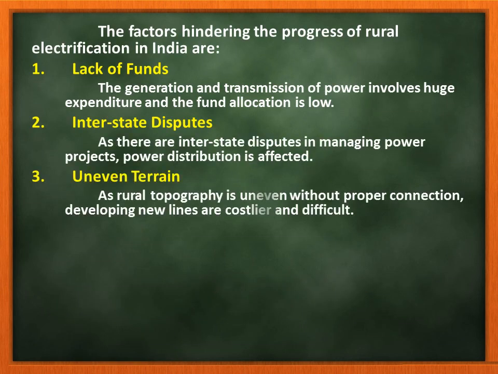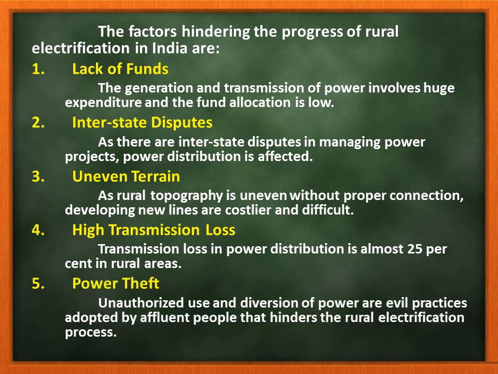The factors hindering the progress of rural electrification in India are the reasons why most of the villages are not electrified. First, lack of funds. The generation and transmission of power involves huge expenditure, but the fund allocation is very low. Supplying electricity to a village involves huge expenditure, but the government fund is very low.